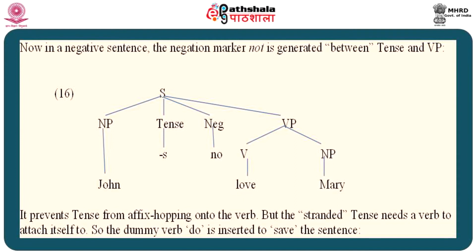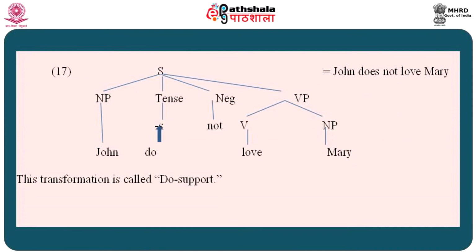Now in a negative sentence, the negation marker not is generated between tense and VP, as you see in the representation on your screen. It prevents tense from affix hopping onto the verb. But the stranded tense needs a verb to attach itself to. So the dummy verb do is inserted to save the sentence. And that's how you get John does not love Mary. From the sentence John, tense S, negative not, love Mary, you get John does not love Mary. This transformation is called do support.